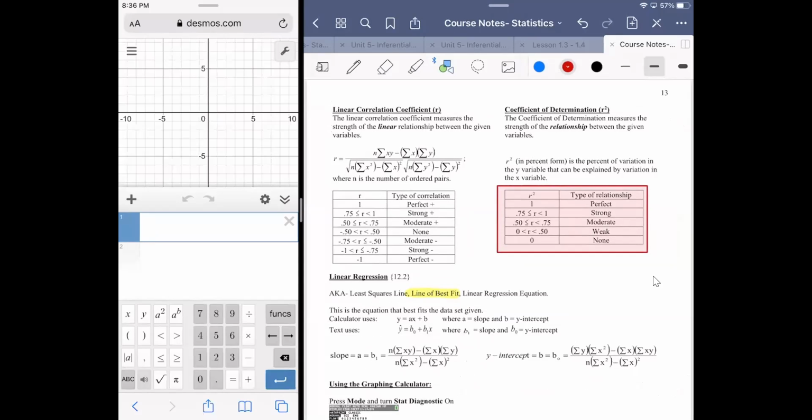But if they're clustered nicely together around what would be a straight line, then it's going to be very strong. Okay, thank you. Yeah, no problem.